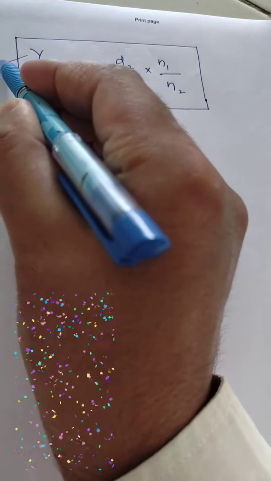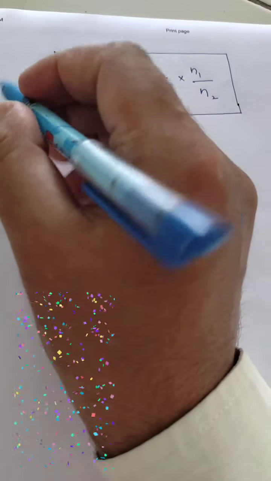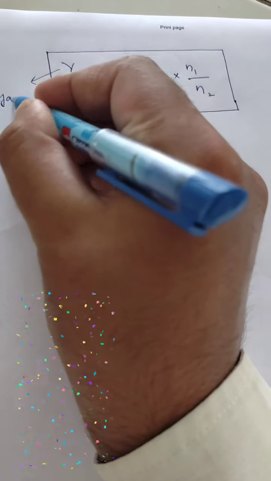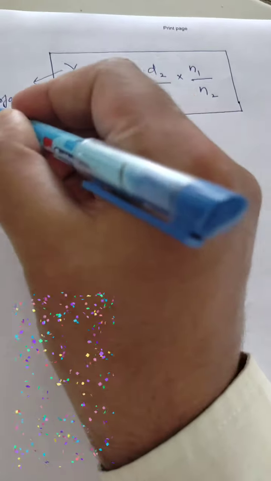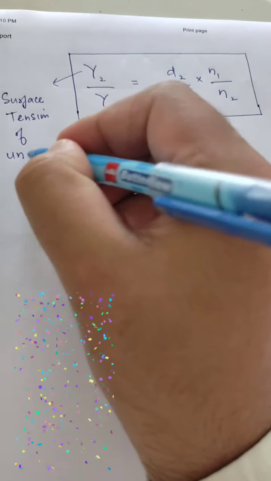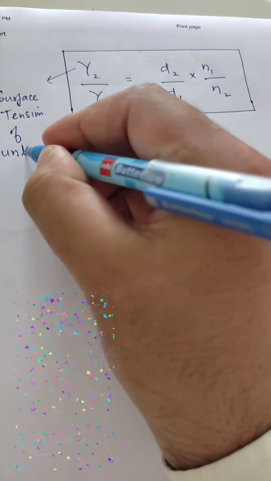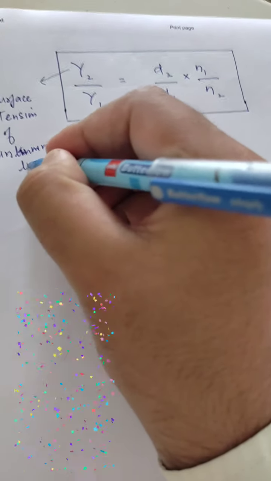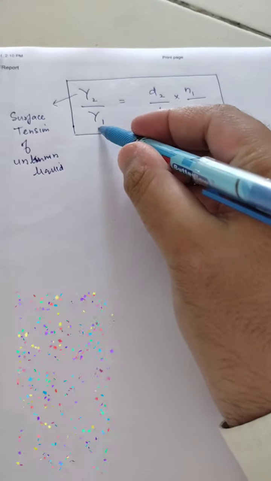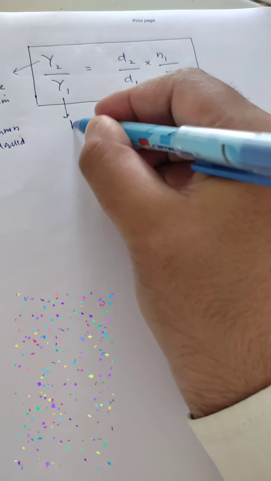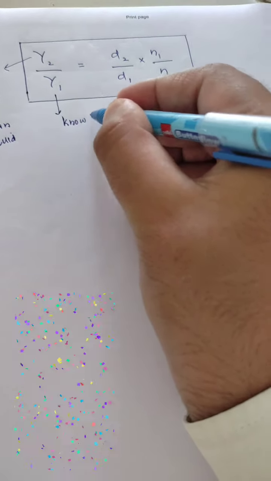So basically this gamma 2 is the surface tension of your unknown liquid, which you want to find. And this one, gamma 1, is basically the surface tension of the known liquid. So this is your surface tension of known liquid, or you can say this is the surface tension of your reference liquid or standard.